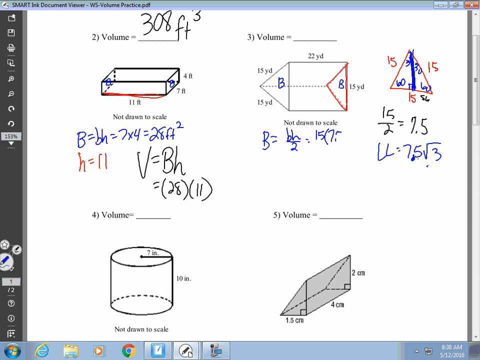So we're going to do 15 times 7.5 square root of 3 divided by 2. Do this with me, guys. What can you multiply together? 15 and the 7.5. Type that in your calculator. Do 15 times 7.5, 112.5, and then divide it by 2. So, my B, we're going to put that 56.25 and then add the radical 3 at the end.